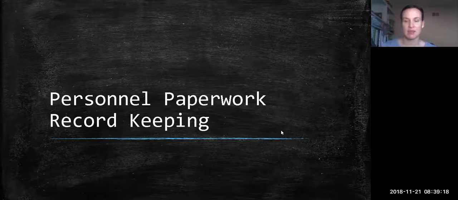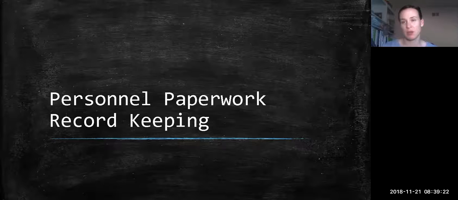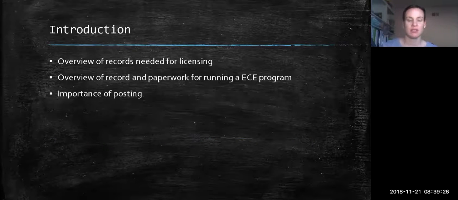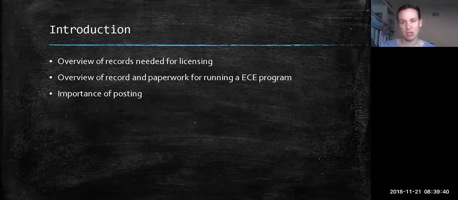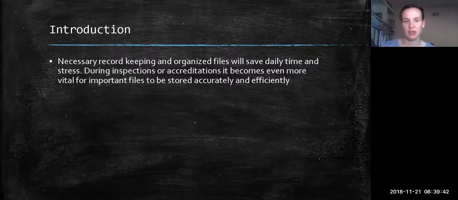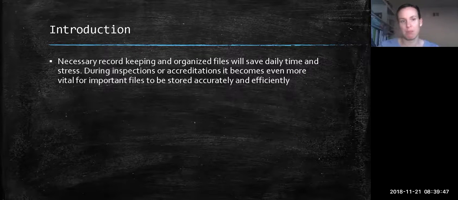This is the second of two lectures. This one is about personnel, paperwork, and the things that we have to keep records of. I'm going to talk about what licensing wants, because that's a huge part of record keeping, and then the record keeping and paperwork that you need in general for running an ECE program, and then what you need to post as well.